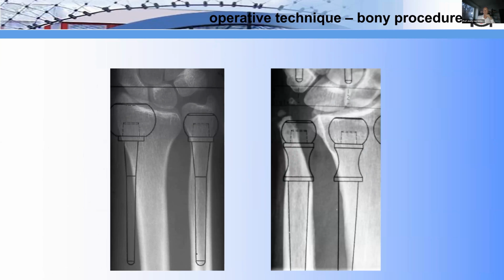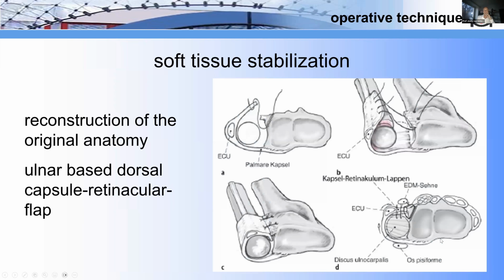Preoperatively, nowadays, we do that digitally on the computer. We measure the size of the stem we need, the length we need, and the size of head we need. The operative procedure itself is based on raising an ulnar-based dorsal capsuloretinacular flap. What does that mean? We make an incision right dorsally over the original distal radioulnar joint.